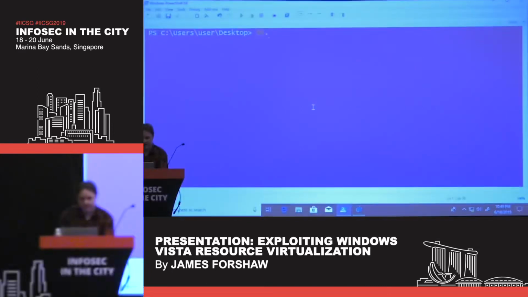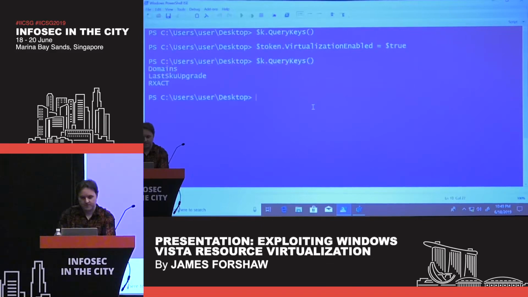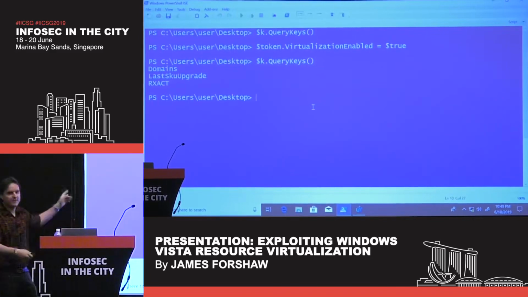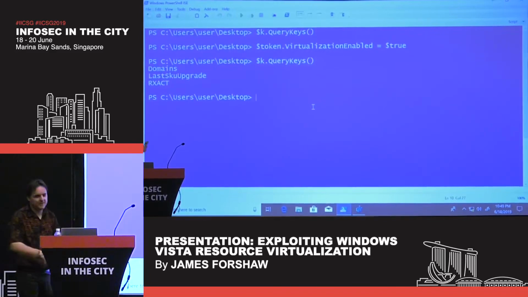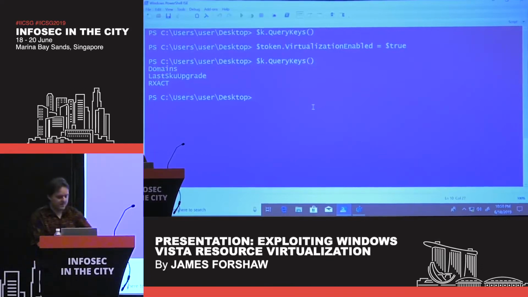then if I enumerate the key, so query keys, of course there's nothing there. If I now re-enable that, we now get keys from the SAM hive, because now we've just bypassed the security of the SAM hive, and we can enumerate keys, values, and read out people's NTLM hashes and all that sort of fun stuff.